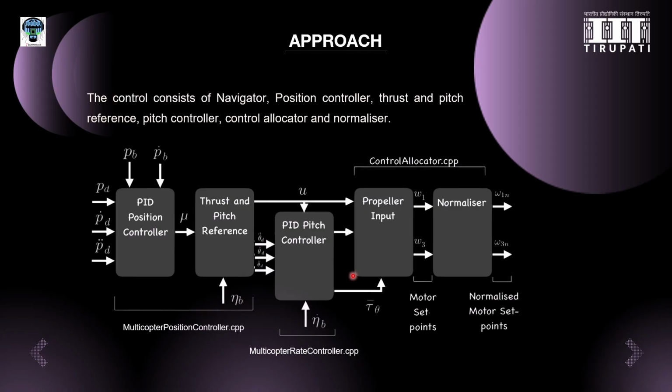The outputs of these controllers are then passed to a control allocator. This component converts the desired thrust and pitch commands into individual commands for the remaining rotors. Finally, there is a normalizer block because the controller might produce values outside the 0 to 1 range that the motor expects. The normalizer scales the outputs appropriately.